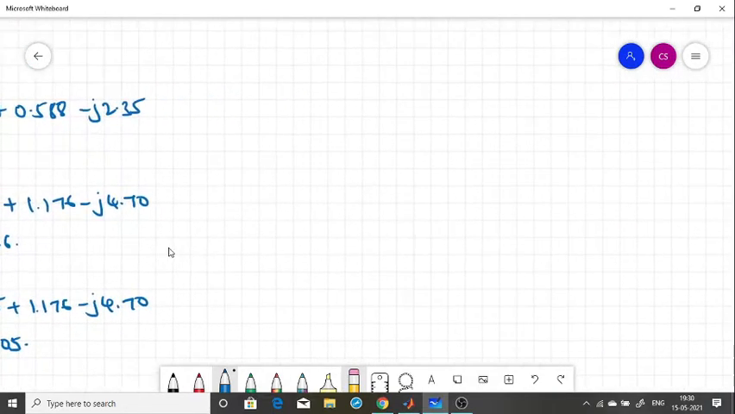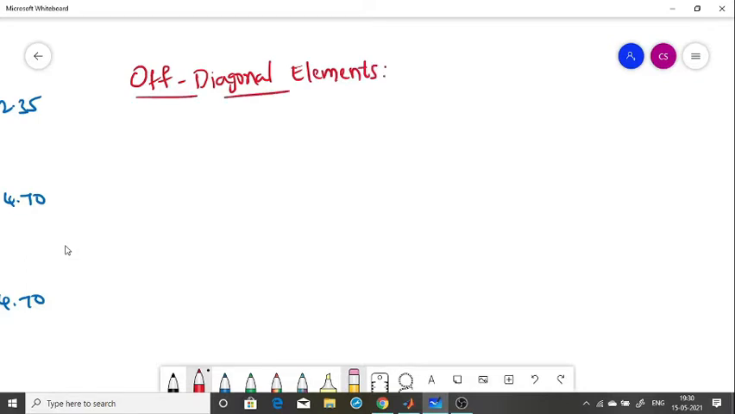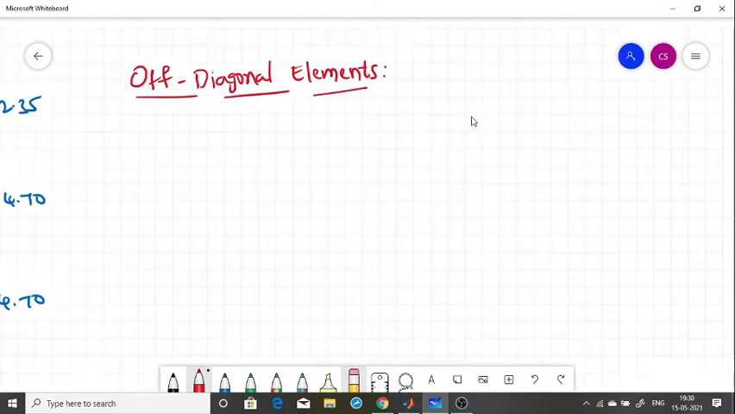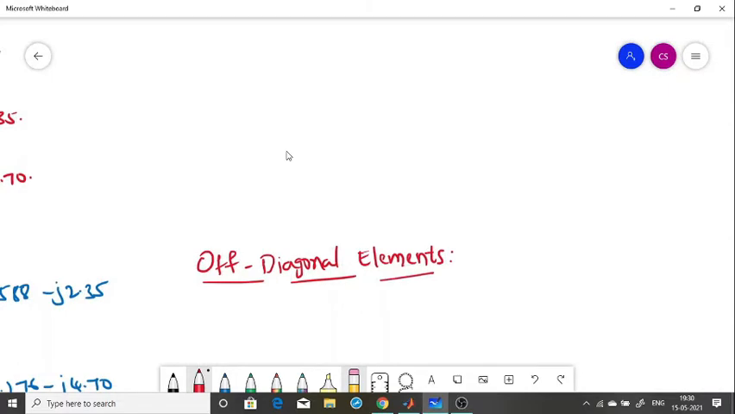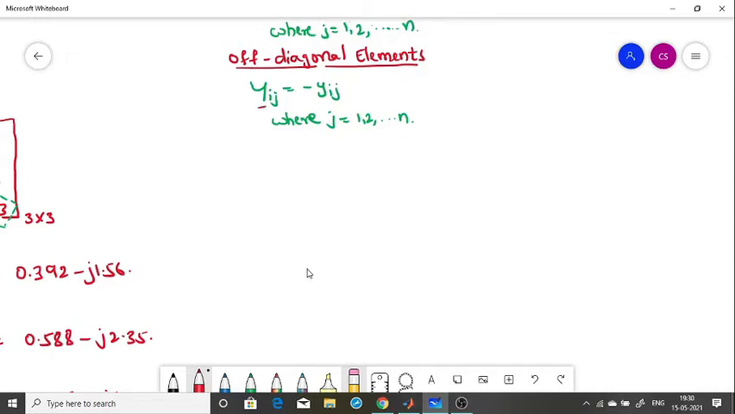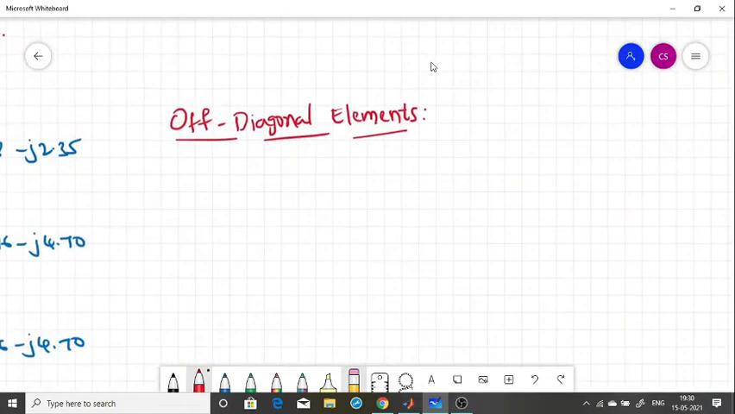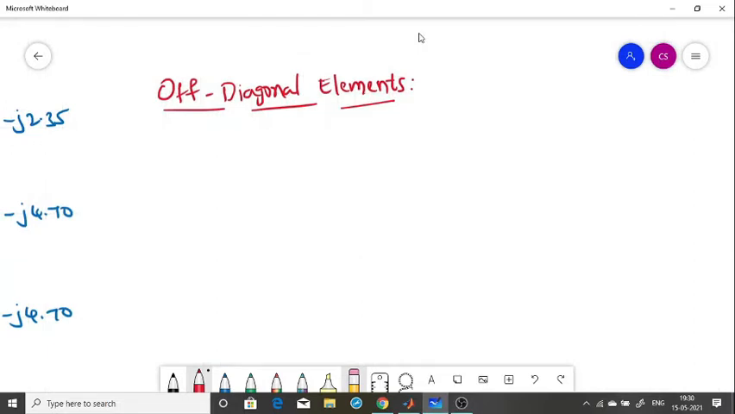Now let us discuss the off diagonal elements, which are nothing but the mutual elements. In order to calculate the off diagonal elements, we are going to use the off diagonal formula. So what is the formula? If it is capital Y12, then it is minus of small y12. That's it. Just the minus value will give you the admittance element.